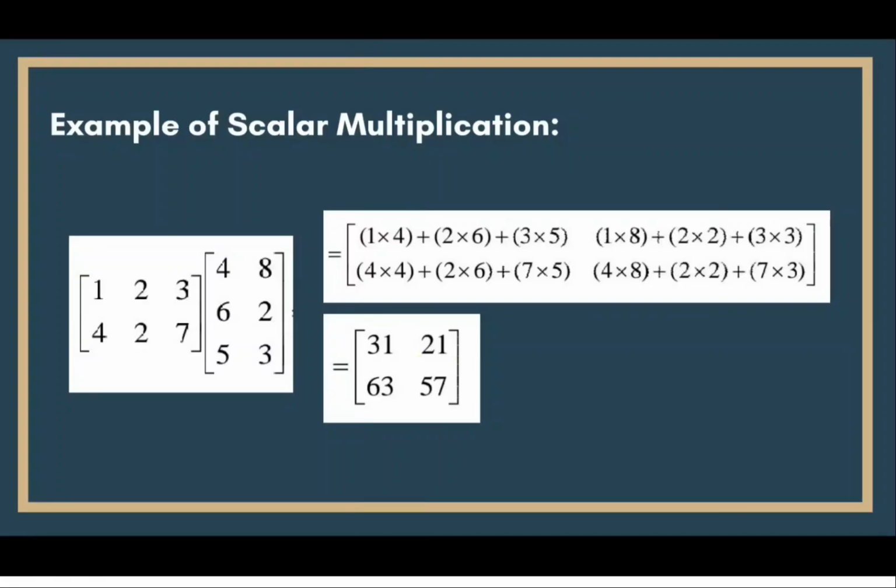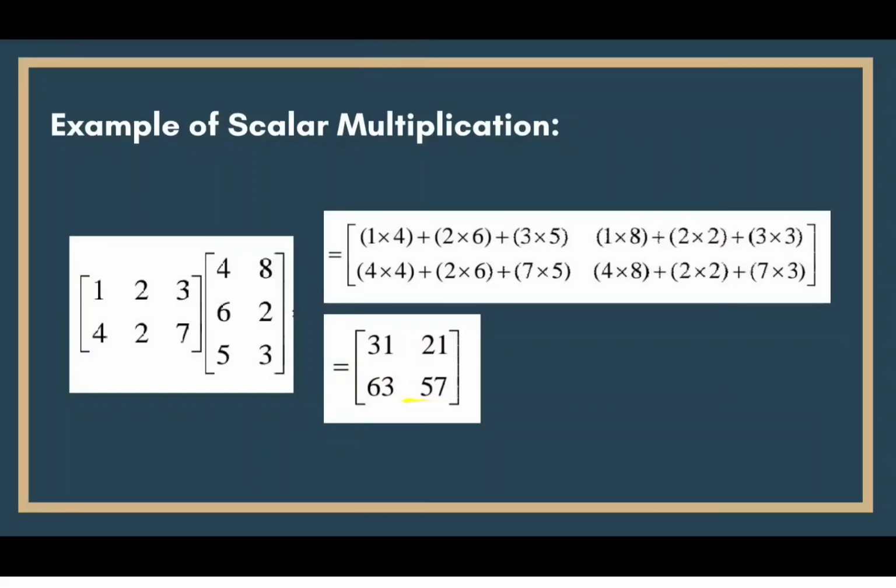We have to multiply the first row to the second column, which will give us 1 times 8, 2 times 2, and 3 times 3. All those products will be added, which will then give us 21. Let's move on to this element, wherein the second row will be multiplied to the first column, which will then give us 4 times 4, 2 times 6, and 7 times 5. And then you add those products, which will then give us 63.